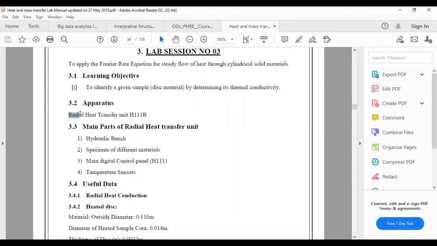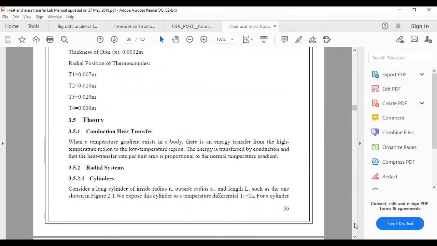The apparatus we will use is called the radial heat transfer unit. Its serial number is H111B. We will use additional equipment: a hydraulic bench, specimens of different materials, the main digital control panel, and a temperature sensor. So all these apparatuses will be used here.